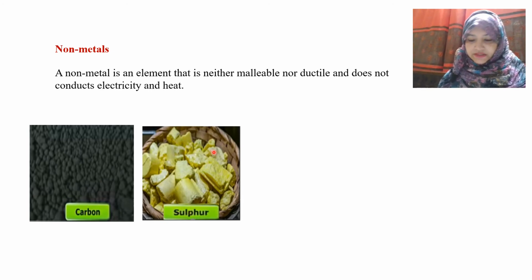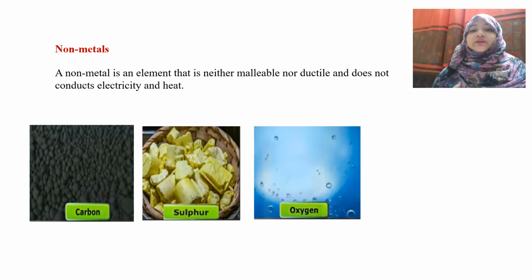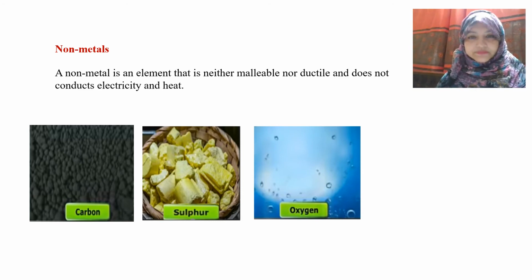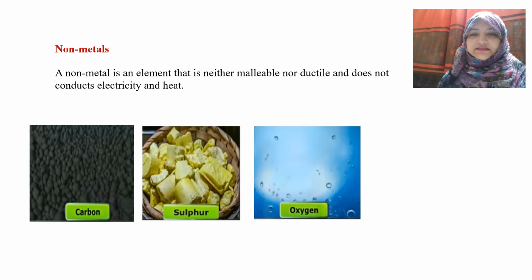These are all non-metals, and non-metals can be solid, liquid, or gases at room temperature. Carbon, sulfur, and phosphorus are solid non-metals. And now this is oxygen. We inhale oxygen; without oxygen we cannot live. Oxygen is a gas. We know about oxygen, nitrogen, chlorine, fluorine. These are non-metals, and these are gases. Most non-metals are gaseous in state.